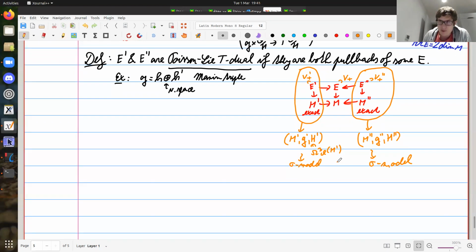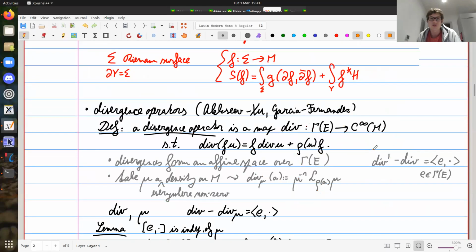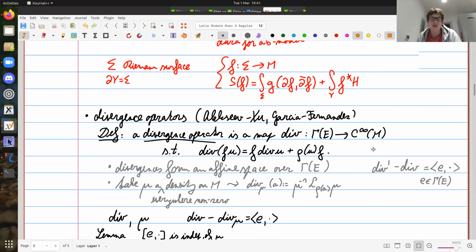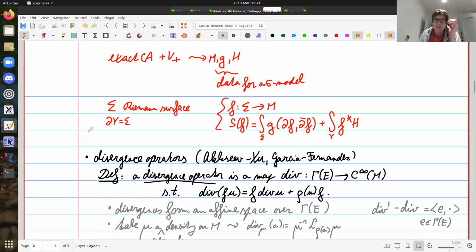And if you want to make that more precise, you can say that, for instance, this thing, let me recall what this thing was before. Sorry for the scrolling, but it should be somewhere here. Yeah, here. So it's a map from some Riemann surface. So it's some sort of field theory, classical field theory. And the action uses this data, the metric and the three-form.